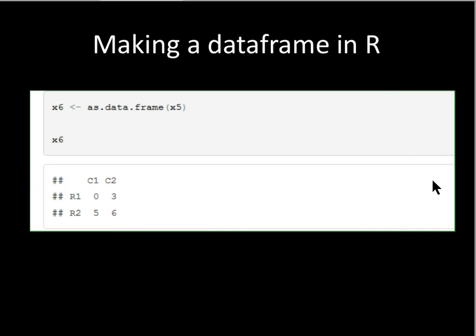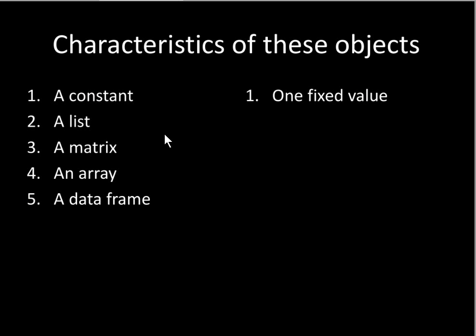Likewise, you could make that a data frame. You could just say, okay, I want that matrix, and you can just use as data frame of x5, and then it goes into a little data frame called x6. So maybe in your own time, you might like to consider what the characteristics of these variables and objects are. I'm not going to fill this in, but for instance, a constant is one fixed value, and you need to understand what a list is, what a matrix is, what an array is, and what a data frame is. But this will all become obvious as we go through our course.